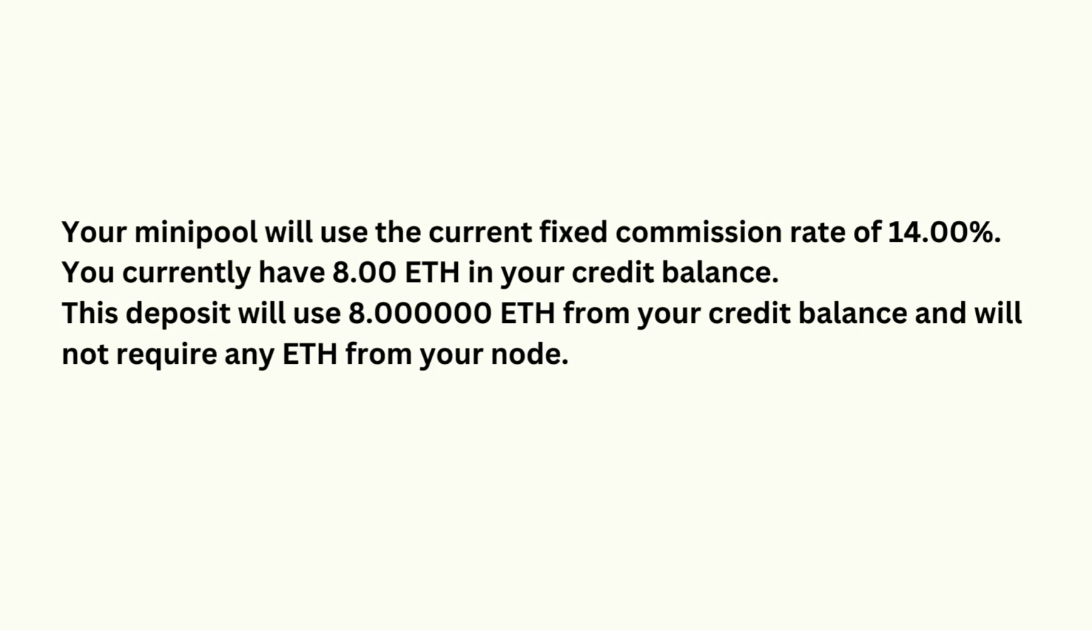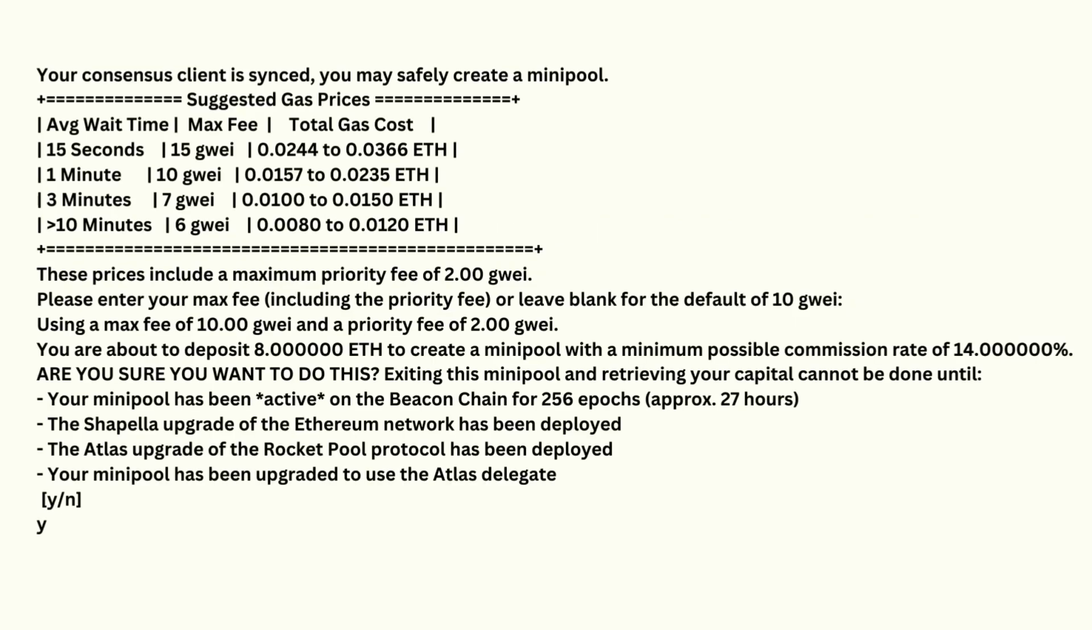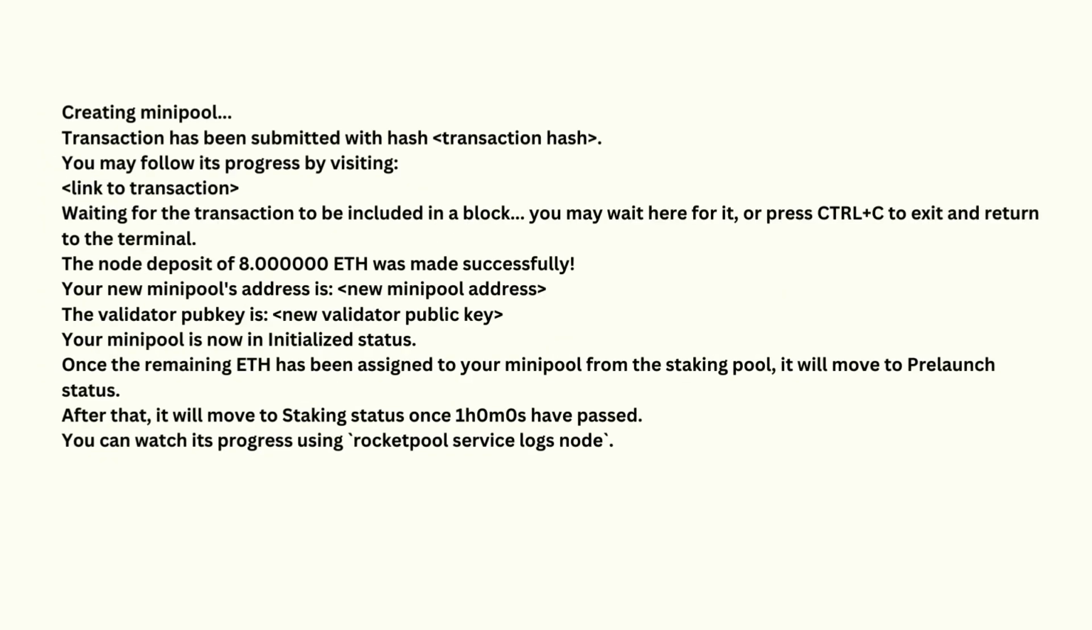You will then receive a response of your commission rate for the minipool, showing that you have enough credit balance to cover the bond. Next will show your gas prices. Just confirm this, follow the remaining prompts, and type in yes. It will then create your minipool. Recheck your gas fees, and once the transaction goes through, it should display your new minipool address and public key. You can also go over to the Block Explorer to confirm this as well.